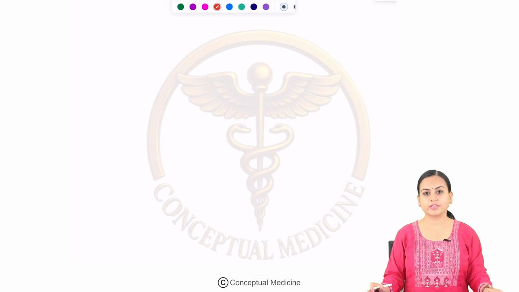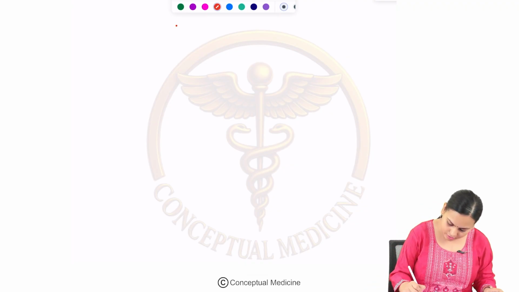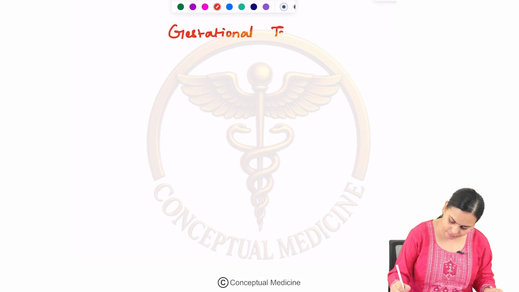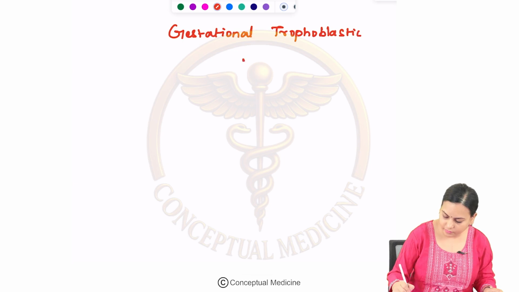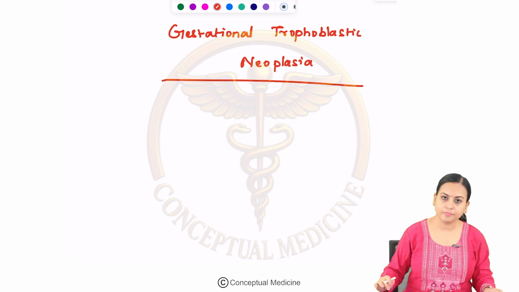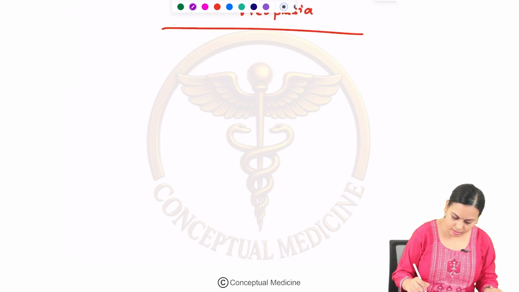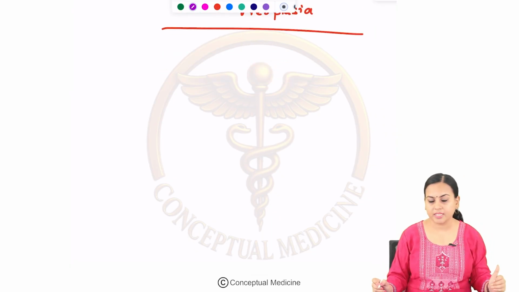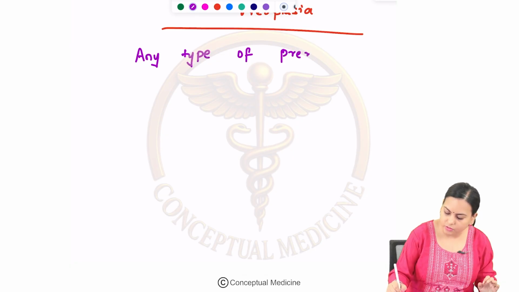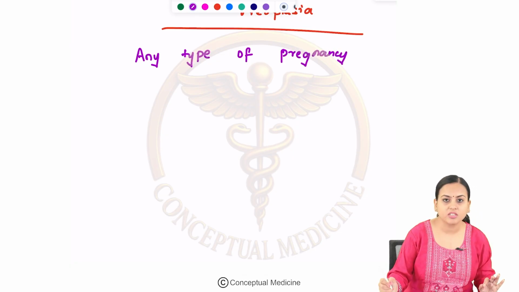In this video, we are going to discuss gestational trophoblastic neoplasia. So let's start. It is gestational trophoblastic neoplasia. This is a neoplasia that develops from any type of pregnancy. That is why the term gestational is there.